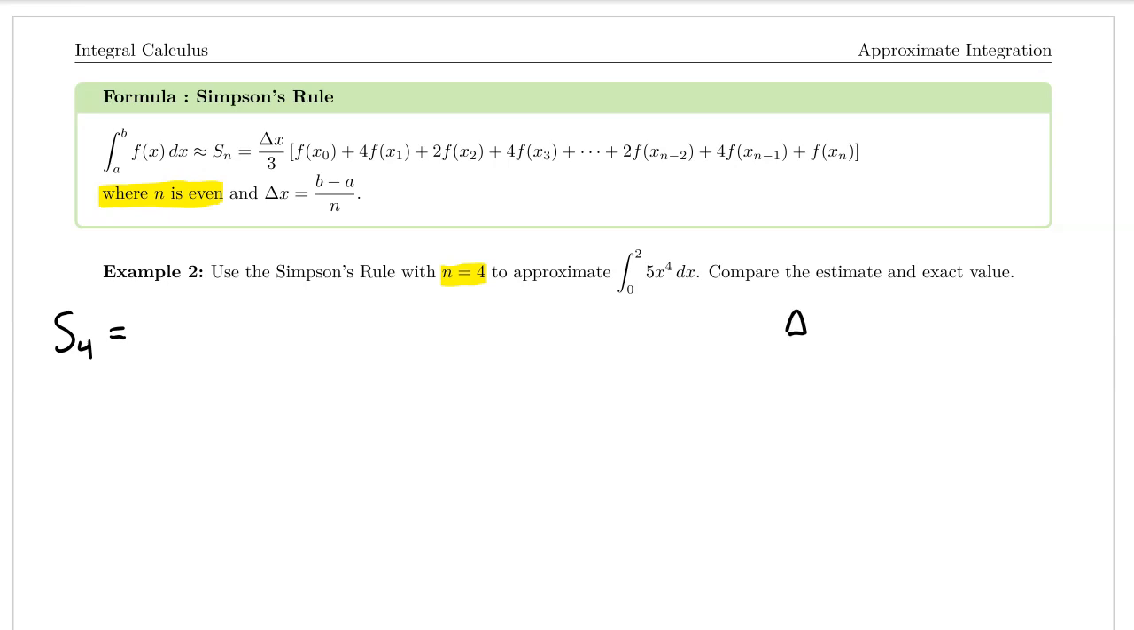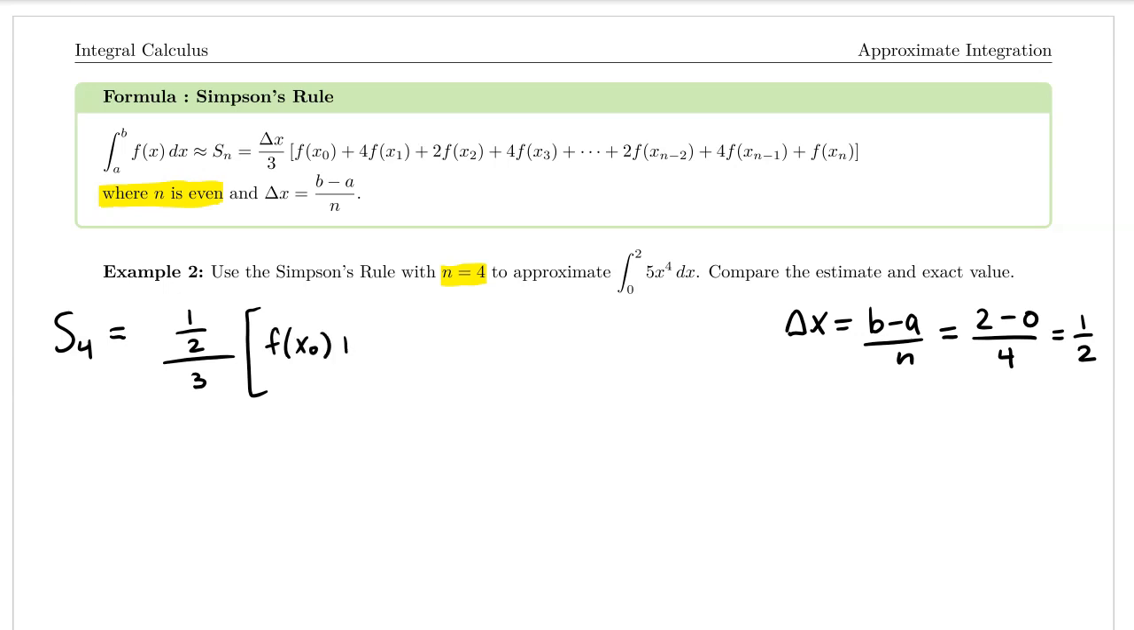Let's calculate delta x first. So delta x is equal to b minus a over n, where our b value is 2, our a value is 0, and our n value is 4. So this is going to end up equaling 1/2. So we have 1/2 over 3 times f of x sub 0 plus 4 times f of x sub 1 plus 2 times f of x sub 2 plus 4 times f of x sub 3 and then plus f of x sub 4.